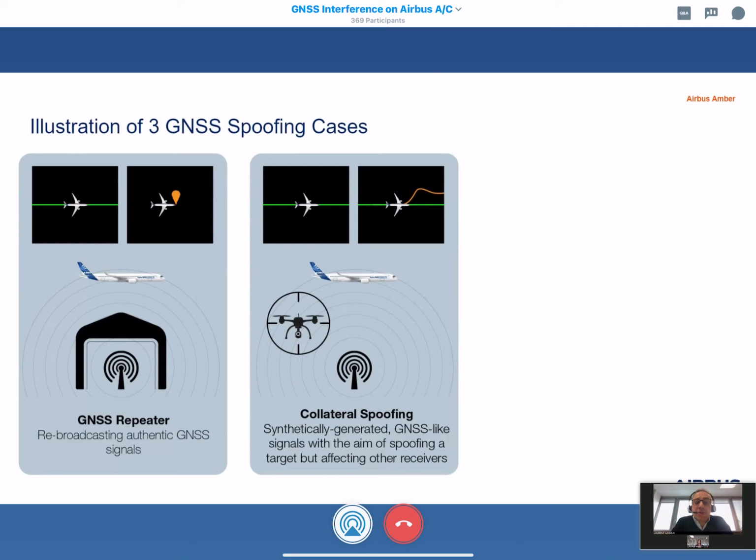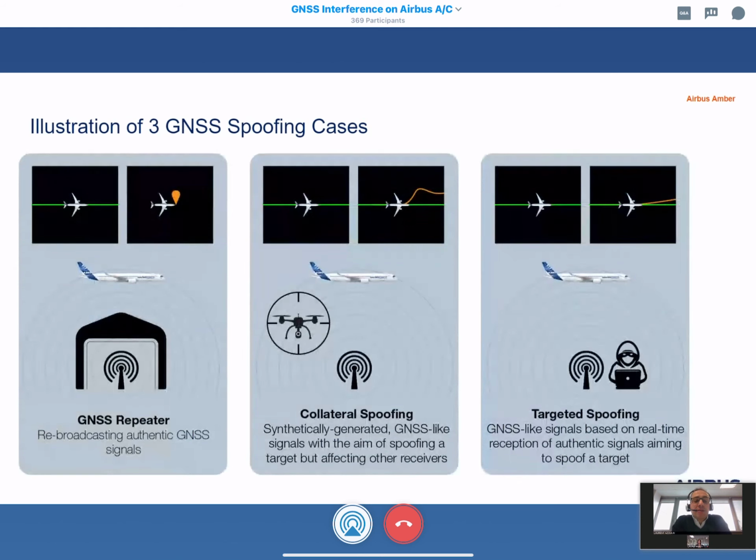And so as a collateral victim, all the receivers in the vicinity will receive this signal, and this signal will basically say that instead of being at your aircraft location, you will be at a static location far from the sensitive site. We believe that all the recent cases of spoofing observed close to conflict zones were collateral spoofing. And the third case, which is more sophisticated and more malicious, is what we call targeted spoofing.